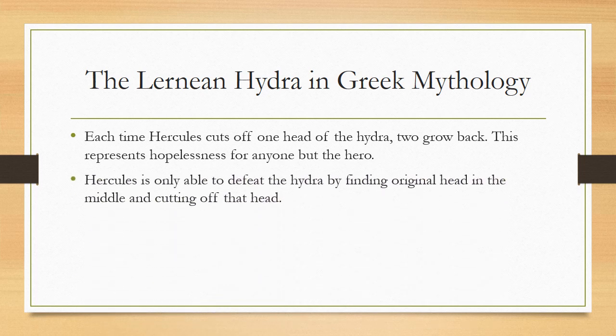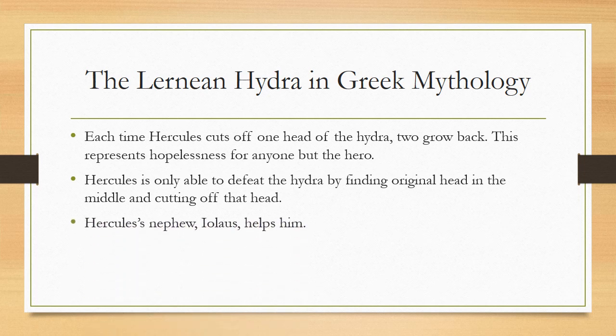So the trick is you have to find the right head. To defeat the Hydra, you have to find the original head, the first head, before it grew these other ones, and cut off that head. If you do that, then you'll defeat the Hydra. So that's what Hercules has to figure out how to do. How does he do it?